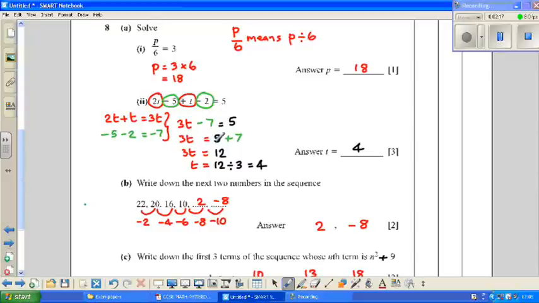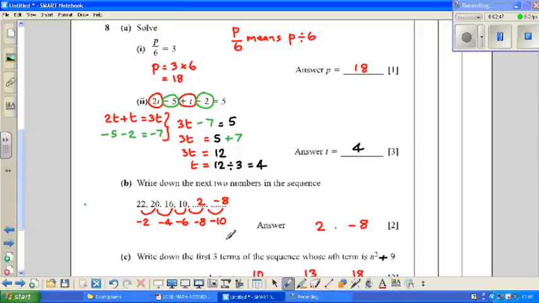So now we've got 3t, the minus 7 has gone to the other side, so it's 5 plus 7. So that means 3t is equal to 12. Now we're ready to do the final step, which is we don't want 3 times t, we just want t on its own. So we've got to do the opposite of multiplying by 3, which is dividing by 3. So t is equal to 12 divided by 3 equals 4. So our answer is 4.